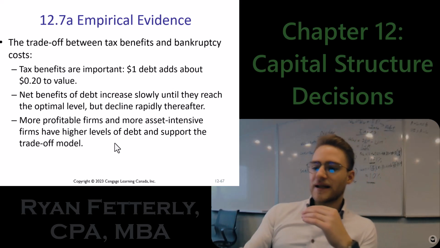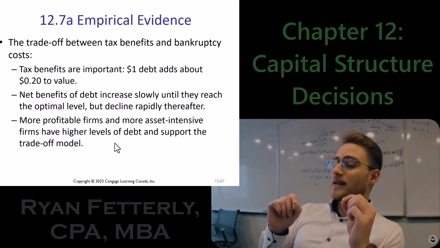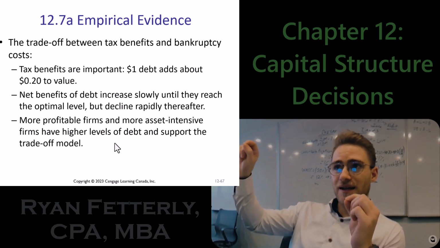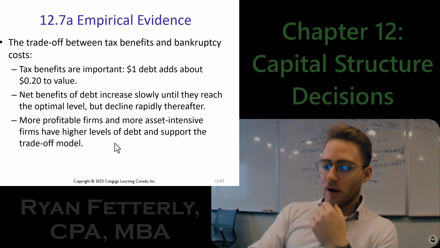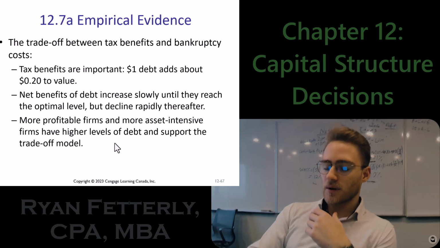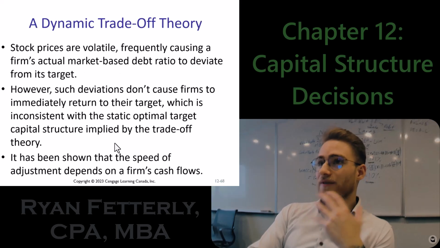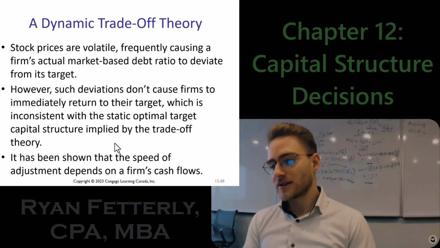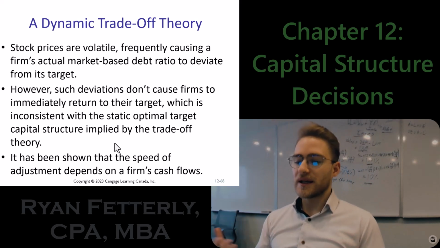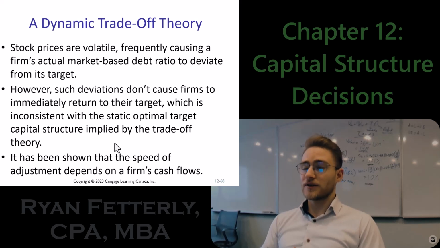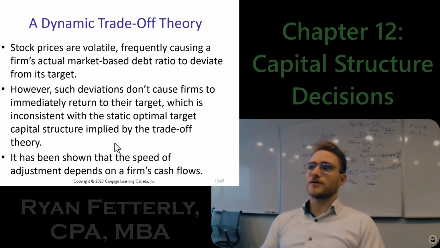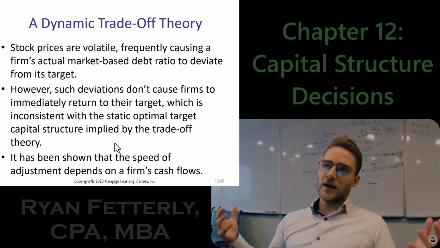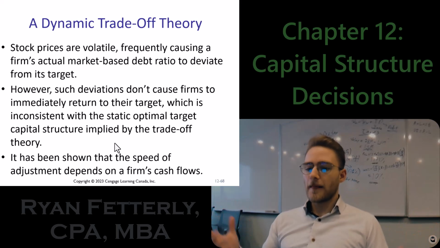And the net benefits of debt increase slowly until they reach an optimal level. And then they start to decline rapidly because your bankruptcy costs take off, and then your cost of debt also takes off, right? So the valuation benefit only goes so far. And more profitable firms and more asset-intensive firms have higher levels of debt and support the trade-off model. So now we have dynamic trade-off theory. Stock prices are volatile, frequently causing a firm's actual market-based debt ratio to deviate from its target, right? So we may say we want to be financed 40% debt, 40% equity, 20% preferred shares, for a total of 100% of the capital structure of my firm, right?